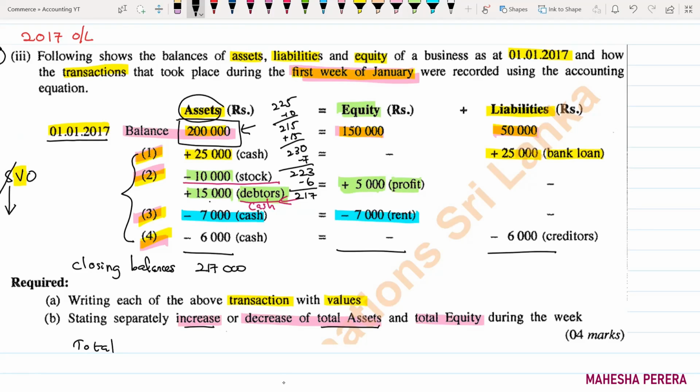Total assets has been increased by 17,000 rupees. Earlier it was 200,000 rupees. After the 4 transactions, now it is 217,000 rupees. Right?